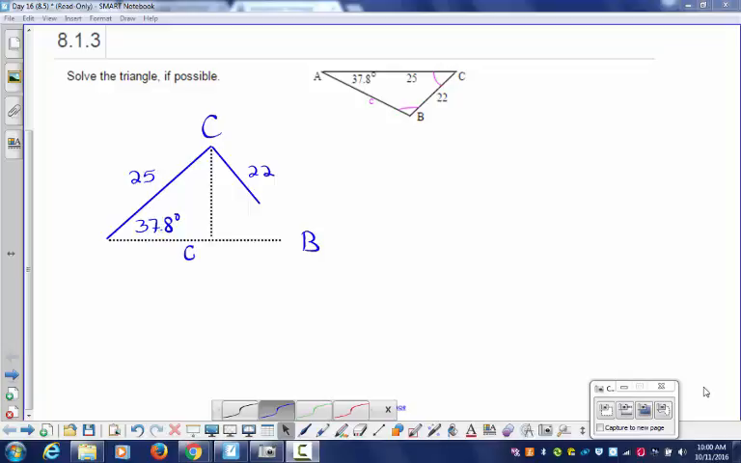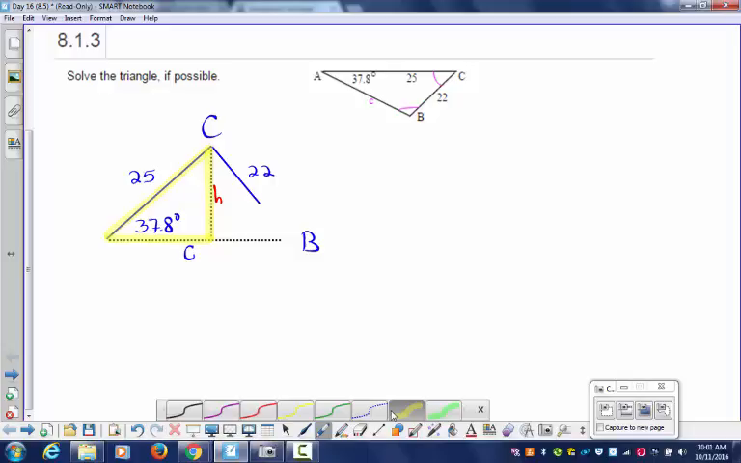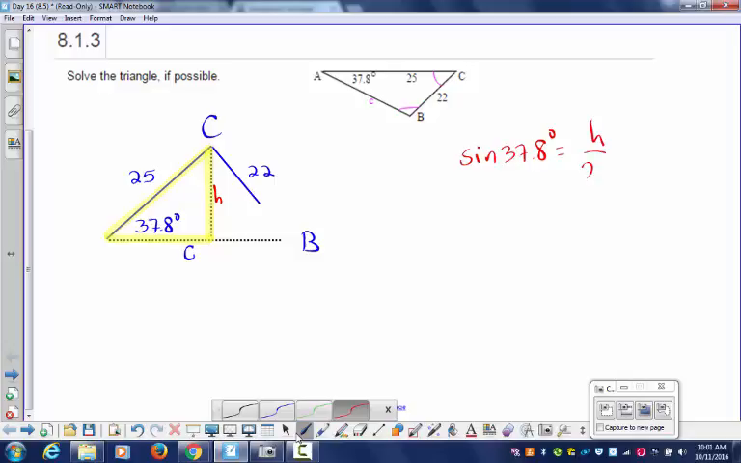So the height of this rectangle is determined by looking at the right triangle in yellow. So that right triangle, we can calculate the height using right triangle trig. And what we get when we do that is that the sine of 37.8 degrees is opposite over hypotenuse. So that's h divided by 25, which tells us that h is equal to 25 times the sine of 37.8 degrees. And if we type that into the calculator, what do we get for that height? So 15, so definitely we have at least one triangle.